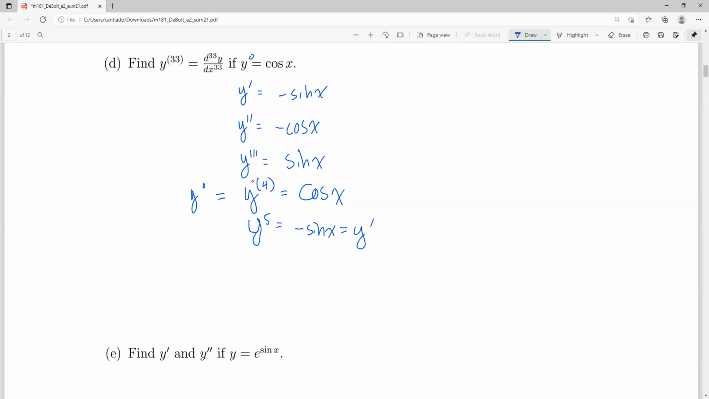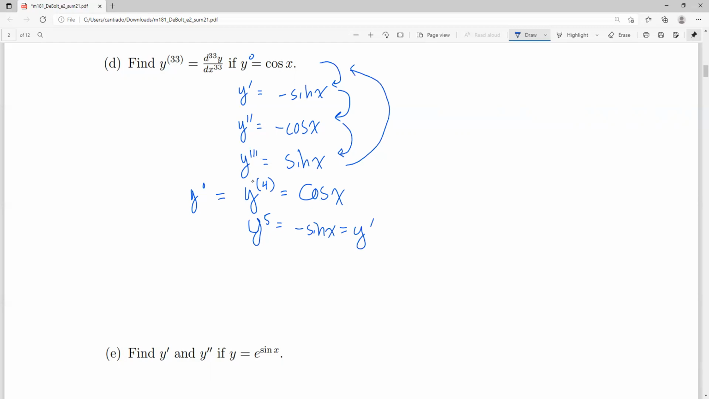So as we can see, it's sort of a cycle, right? We go from the original function to the first derivative, to the second derivative, to the third derivative, and technically we go all the way back. So it's sort of in a loop, a cycle. So we're going to use this property of the derivative of this trig function to figure out what the 33rd derivative is. The trivial way would be to continue going y to the 6th, y to the 7th, and so on until you get to the 33rd derivative, but that's going to take way too long. So we're going to use this cyclic property, right?